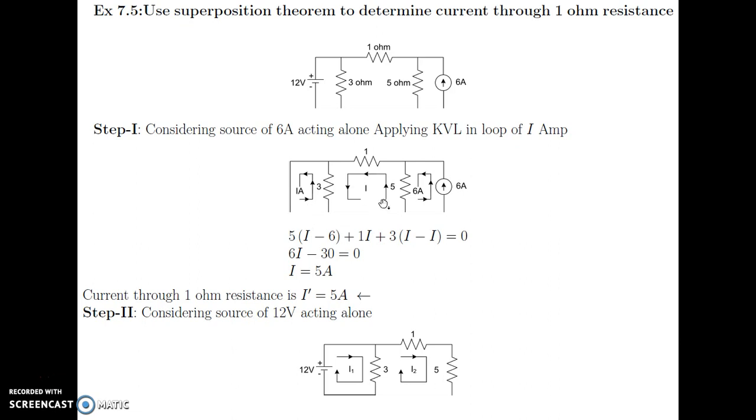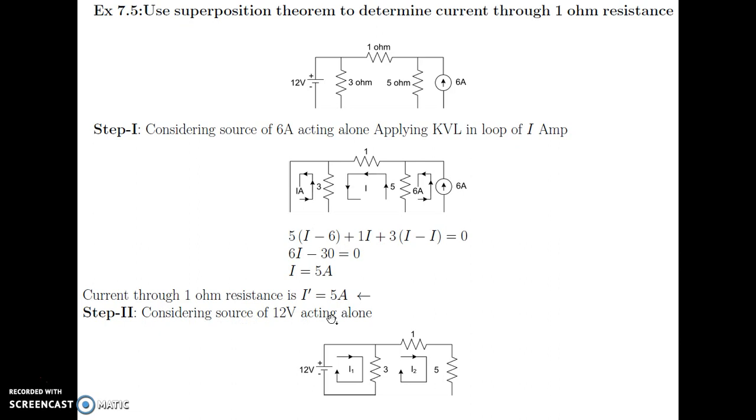If I apply KVL in this loop, 5I minus 6, because 5I is in this direction, 6 is in this direction, so I minus 6 plus 1I, and plus 3I is in this direction. So 6I minus 30 is equal to 0, so I is equal to 5 ampere, and the direction of the current is from right side to left side.